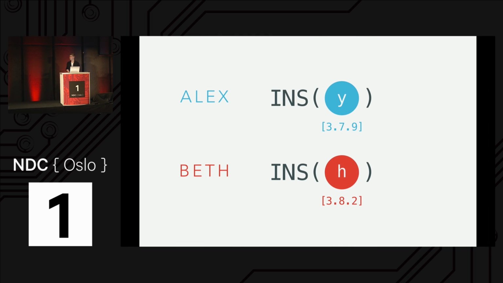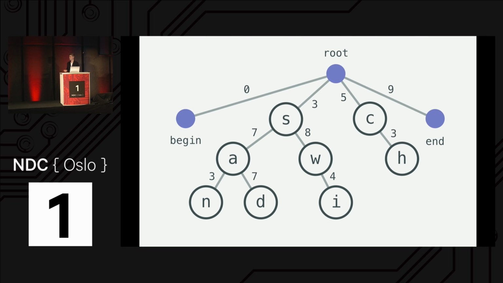But what if we have Alex and Beth again, and they're making changes at the same time? So let's say that Alex did an insert operation. He's inserting the letter Y at the address 3.7.9, and Beth is inserting the letter H at 3.8.2. And these changes were performed in isolation. So now that they're going to sync up, what do they have to do to resolve the conflict?